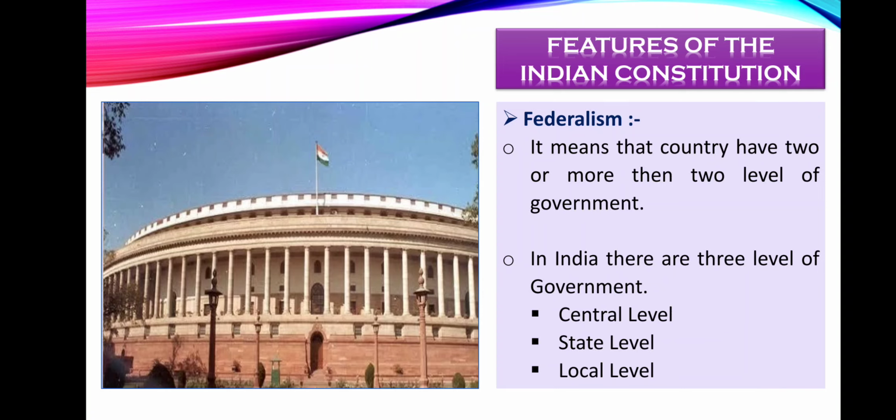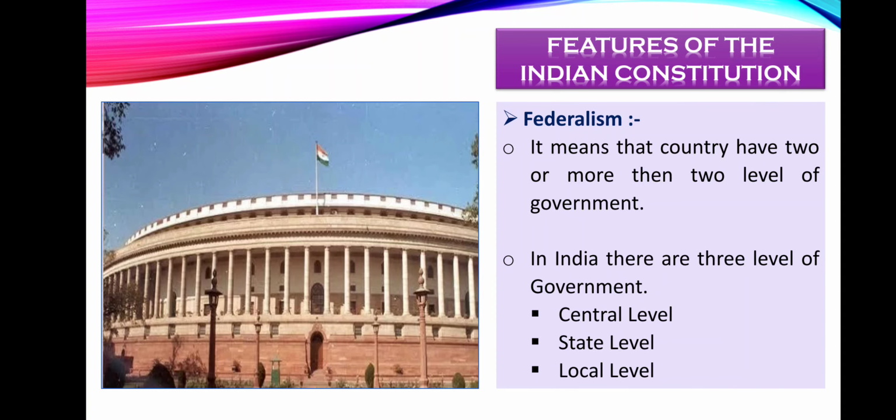Now what is the meaning of federalism? Federalism means the system in a country of having more than 2 levels of government. When we talk about levels, we are talking about the vertical division of power of the government, in which we have the central level, then the state level, and then the local level. The government's power is divided on 3 different levels to make everyone participate in the government and to stop the centralization of power.